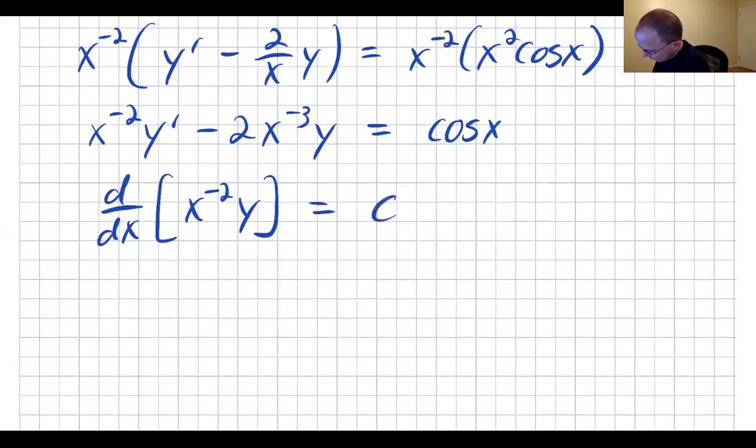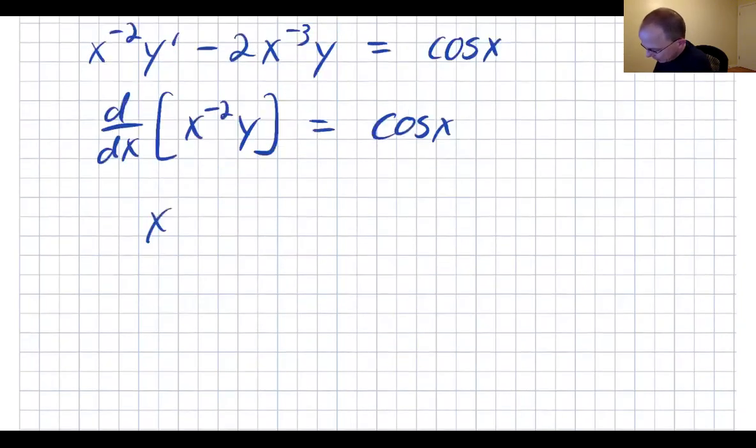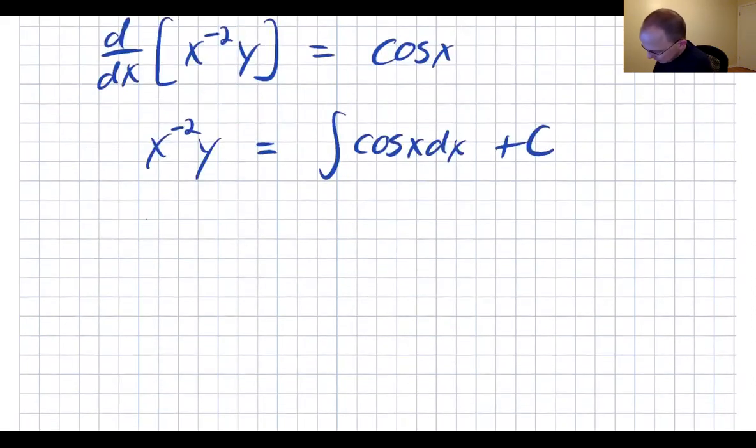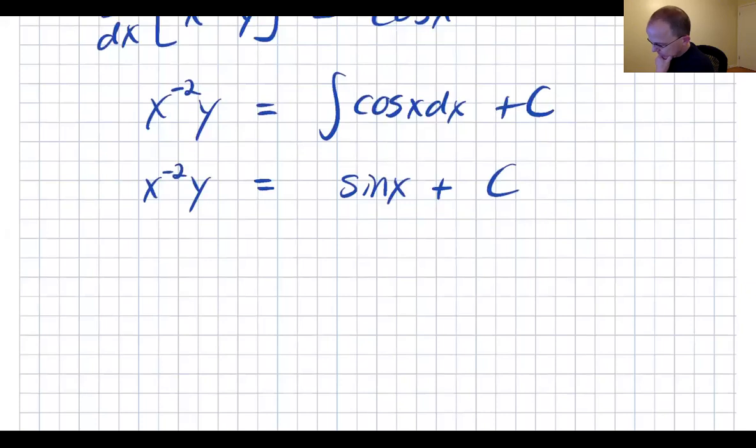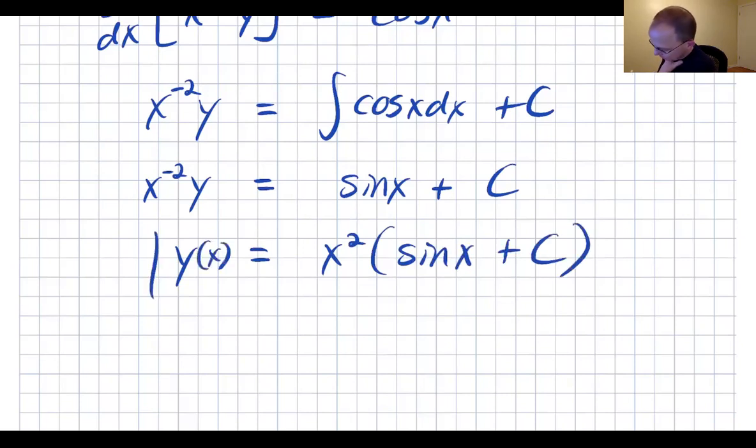Okay, so that is equal to cosine x. And now we integrate both sides, plus a constant. Integral of cosine is sine x. And if I take the derivative of sine, I do get cosine x. So that is the correct antiderivative, plus c. And then I'm going to divide both sides by x to the -2, which is equivalent to multiplying by x squared. So I will get x squared times sine x plus c. And that's our final solution.